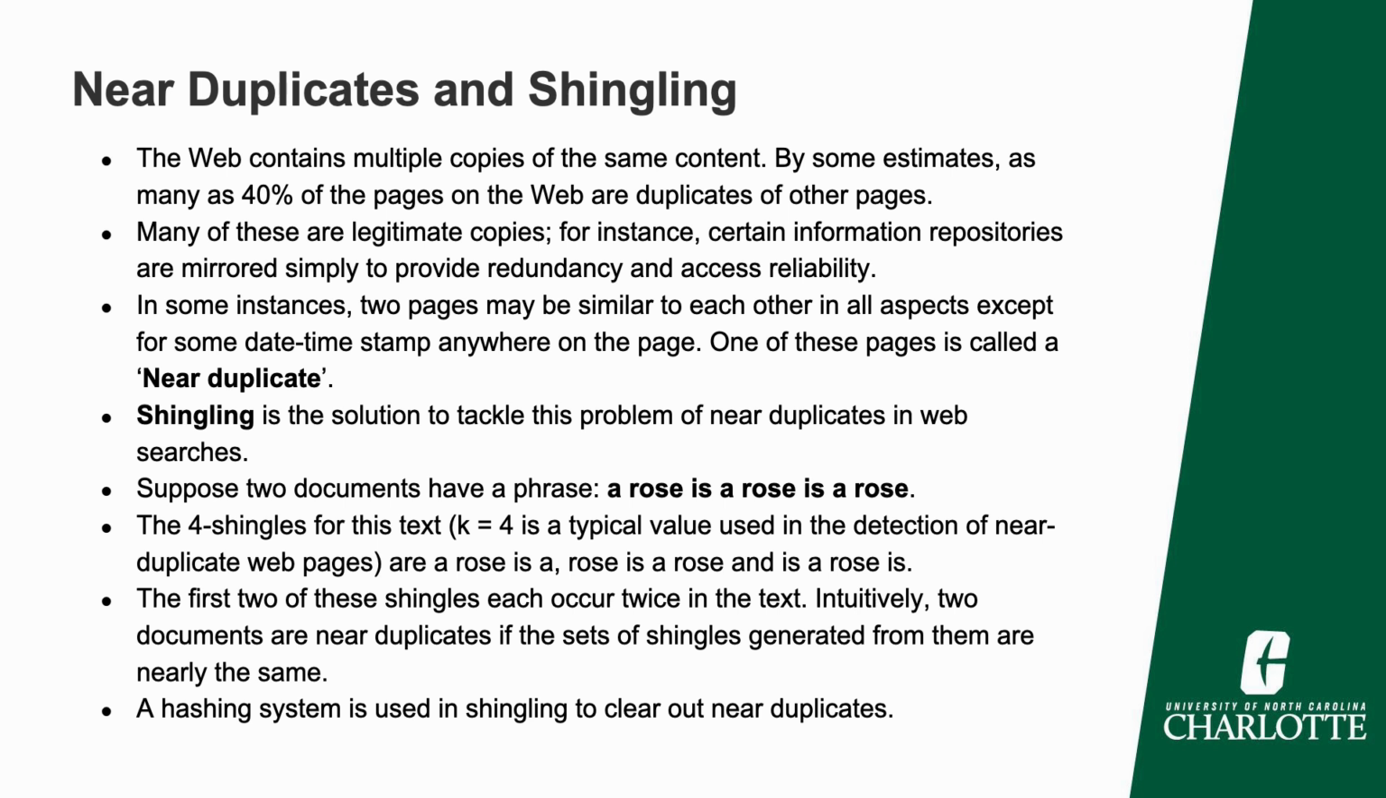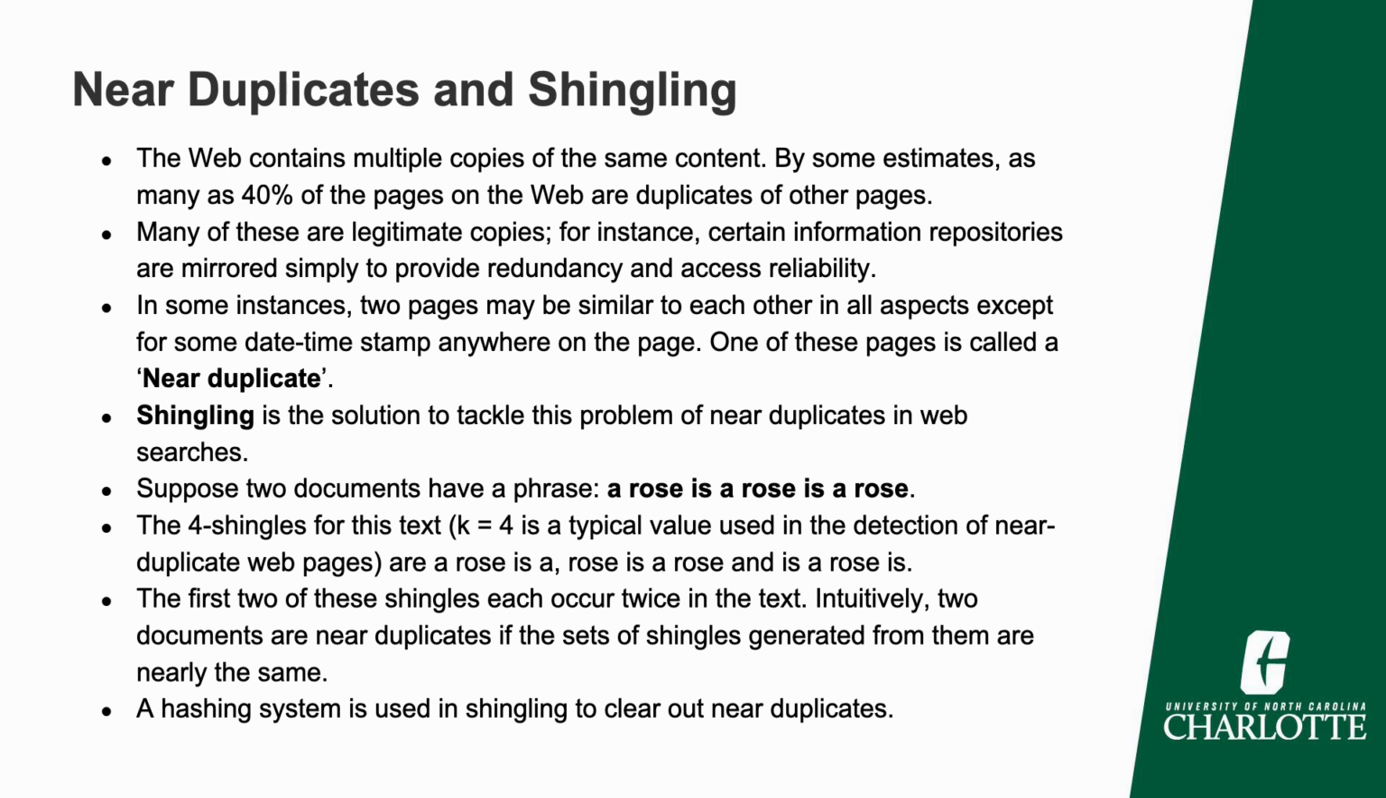But in some cases, it may occur that two pages are similar to each other in all aspects, except for some date time stamp anywhere on the page or some signature stamp of the author or something else. Then one of these pages is termed a near duplicate, and it may cause redundancy, storage space running out, and such problems. Shingling is a solution to tackle this problem of near duplicates in web searches.